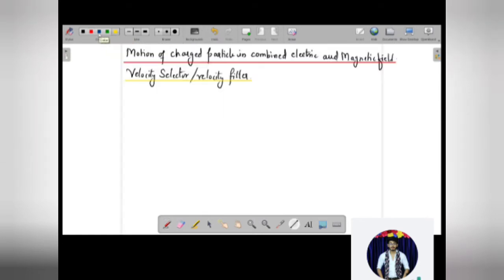Okay, let us continue. So, motion of a charged particle in combined electric and magnetic field. This is also called a velocity selector and velocity filter. So now if I have a moving charge, and that moving charge is placed inside a combined electric and magnetic field, what is going to happen to that moving charge? So let us draw the configuration first. Let us draw the setup first.